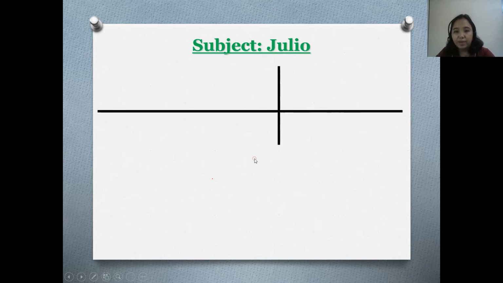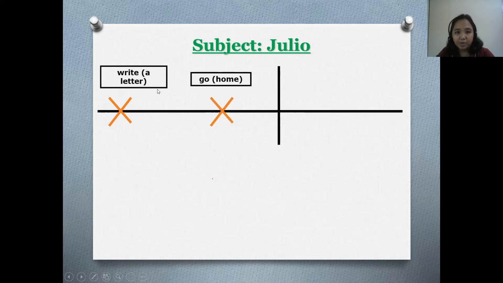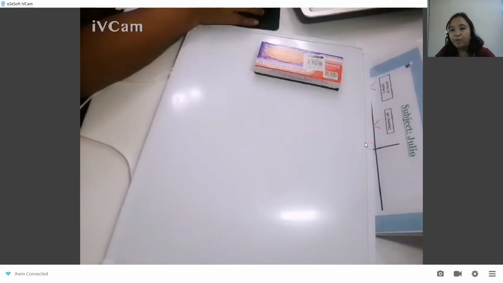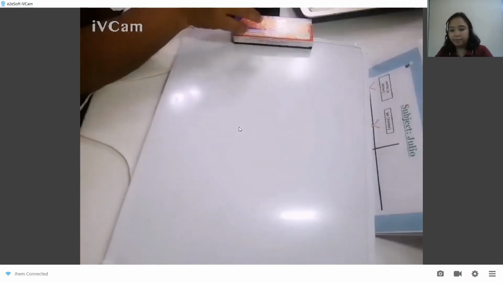Now, let's have the following illustration, and let's try to form sentences using this illustration. The first action was write a letter, while the next action would be go home. But remember, these verbs are still in the base form. You have to change them into the appropriate forms depending upon the tense that you are referring to. Okay, let's try to form sentences using that example.